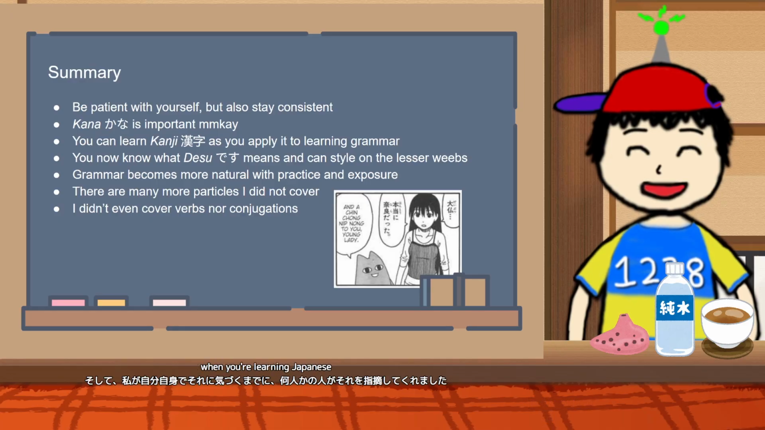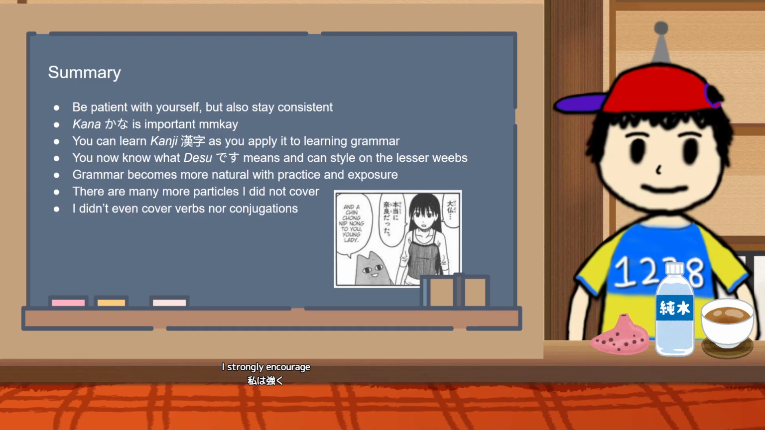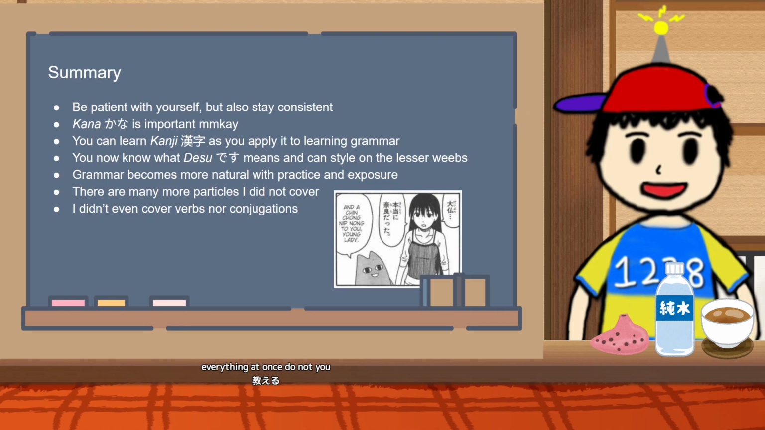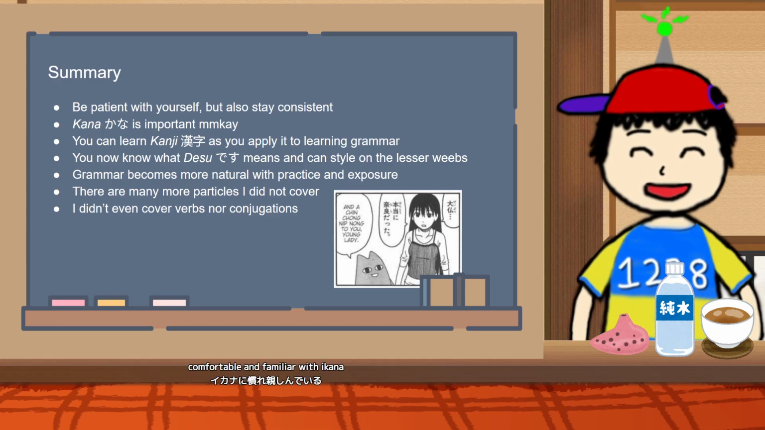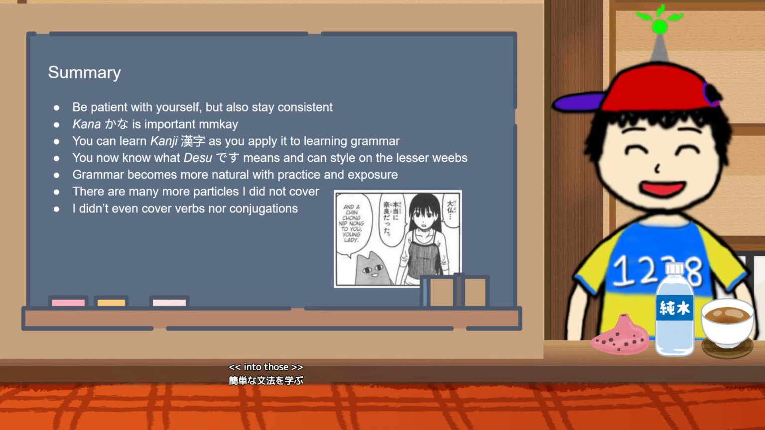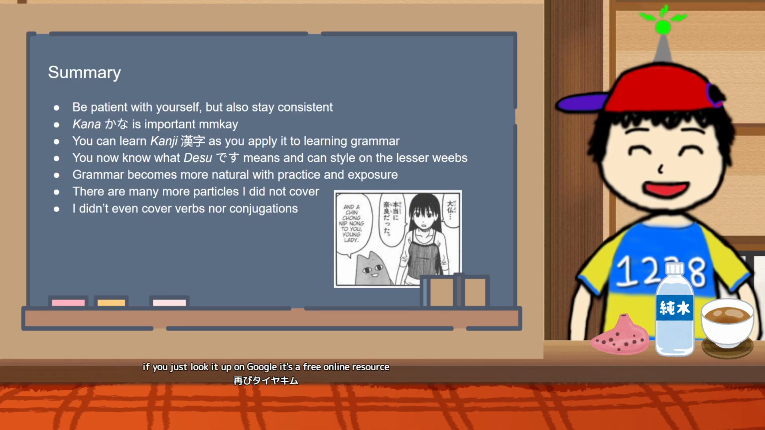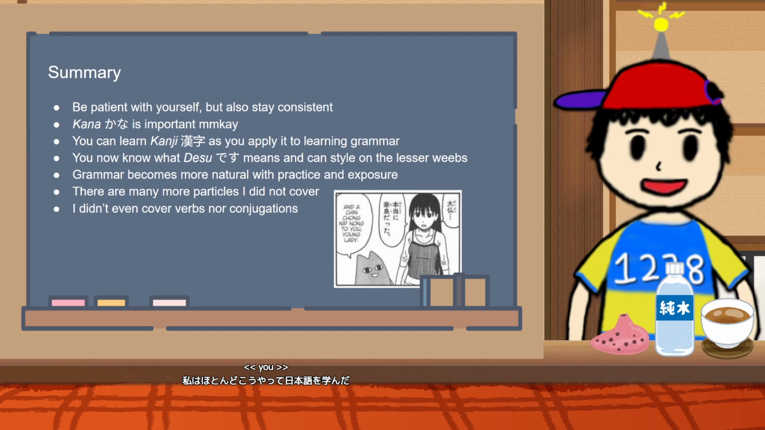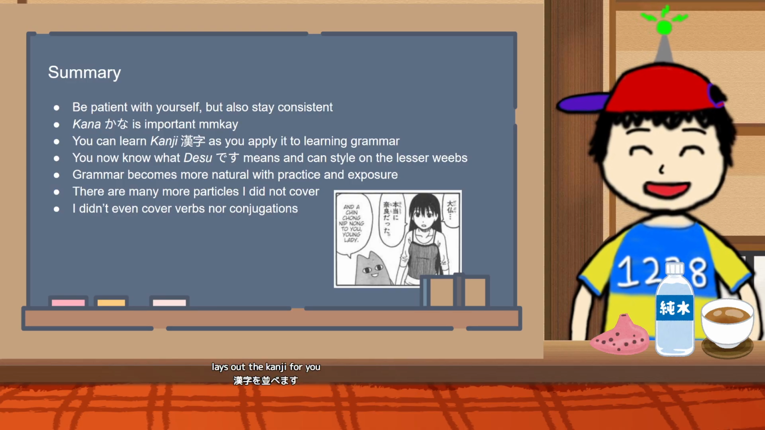When you're learning Japanese, the kana is important. I strongly encourage against glossing over kana and using romaji to teach yourself everything at once. Do not use romaji to try to teach yourself everything at once. Take it step by step. Learn the kana, get comfortable and familiar with the kana. When you are comfortable and familiar with the kana, then go into simple grammar, and you can incorporate kanji into those grammar exercises. Again, Tae Kim's Guide to Japanese, if you just look it up on Google, is a free online resource. That is how I learned pretty much all of my Japanese after learning the kana and the kanji from the book. But you don't need to learn the kanji from the book to participate in the guide, because he lays out the kanji for you and incorporates it, and it snowballs.